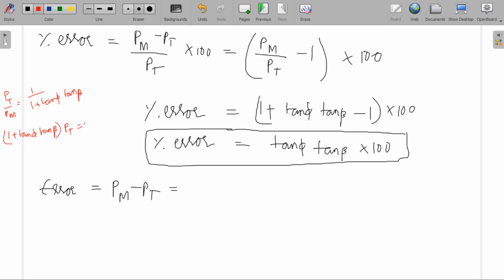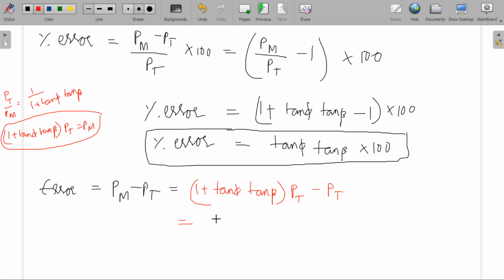Then 1 plus tan phi tan beta into Pt is equal to Pm, right? Then the measured value will be 1 plus tan phi tan beta into Pt minus Pt, which is equal to tan phi tan beta into Pt. Pt is equal to VI cos phi.